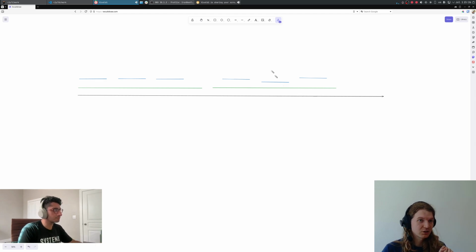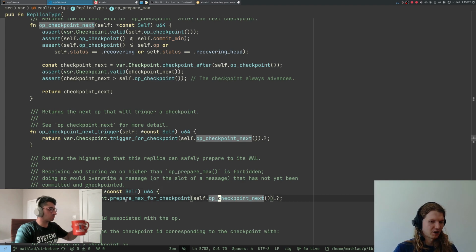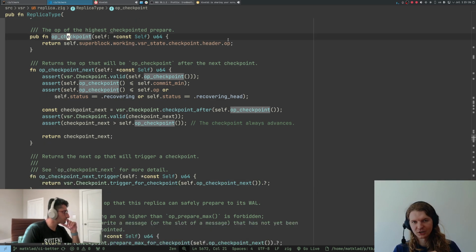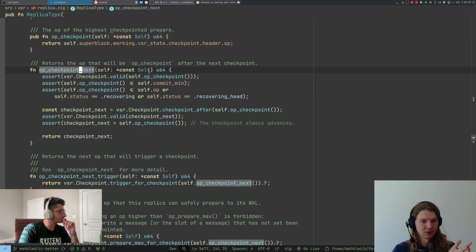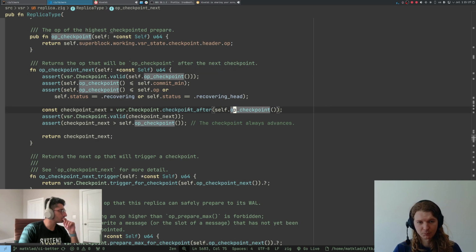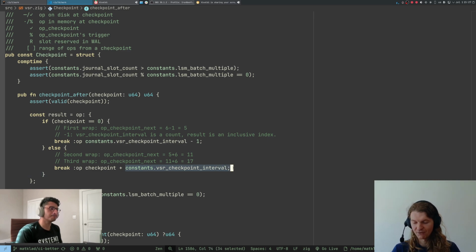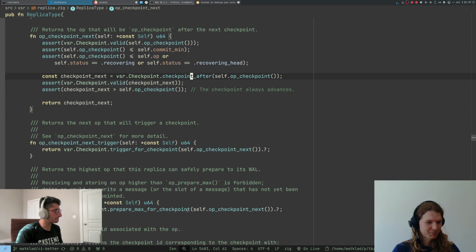Okay, so this is what op prepare max is doing. Actually, let's take a quick look at the implementation of these functions. So op checkpoint is the state on disk. We get it from the current disk state, which is stored in the superblock. Checkpoint next is relatively simple. We look at the current checkpoint, and then we add checkpoint interval to this. So that is straightforward.